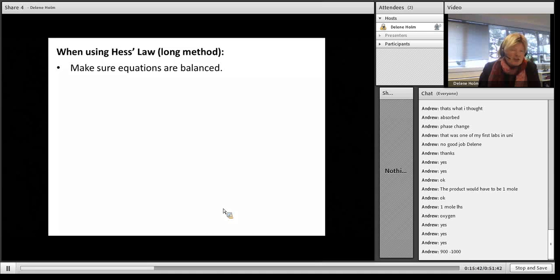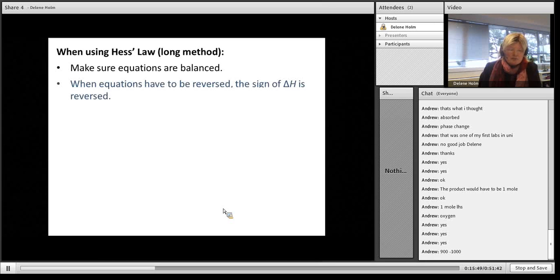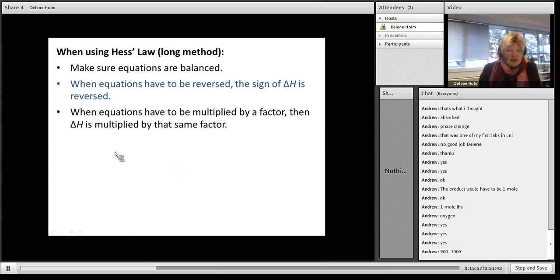So when you use the long version, it's where you write out every formation or whatever reaction you are given. And you must make sure they're balanced. If you have to reverse an equation, you reverse the sign of the delta H. We've seen how we had to multiply by a factor. So if we had two HCl's, you've got to multiply the delta H by 2.